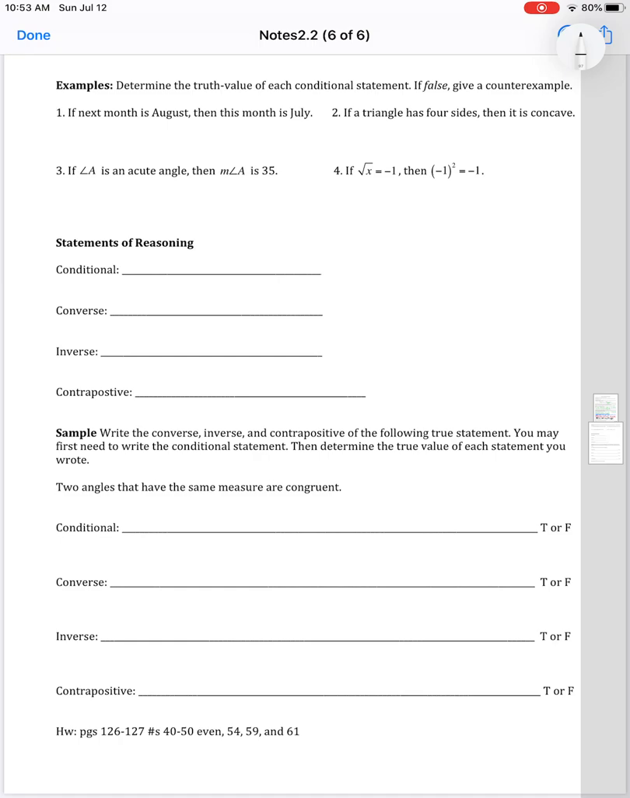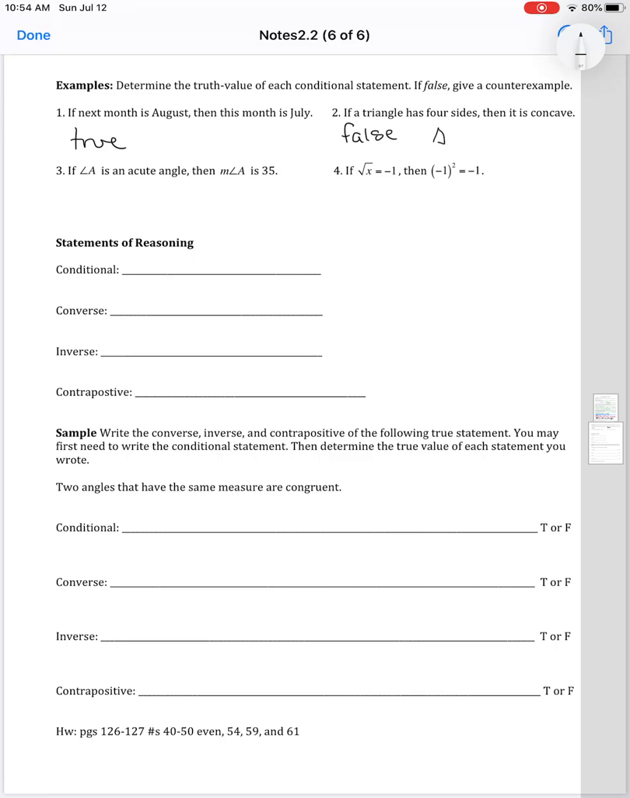All right, let's practice a couple more of these, and then I'm going to stop the video and make a second one on the remainder of this. So it says determine the truth value of each conditional statement. If it is false, give a counterexample. So if next month is August, then this month is July. Well, if you go through your months, January, February, March, April, May, June, July, August, July does come before August, so this is true. That will never change.